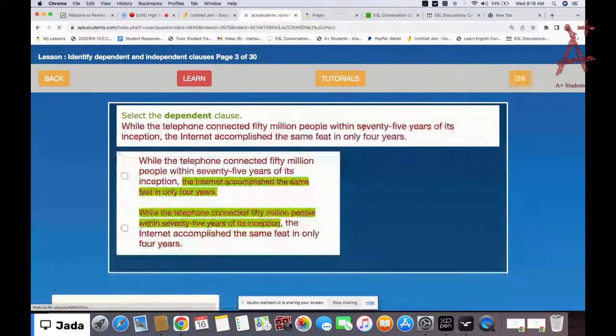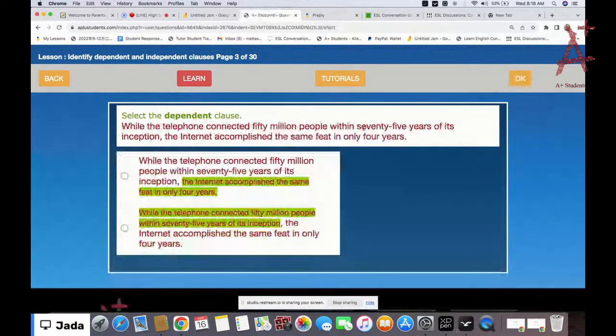Now, dependent clause. While the telephone connected 50 million people within 75 years of its inception, the internet accomplished the same feat in only 4 years. So, which part has the beginning of the subordinating conjunction or the relative pronoun? We have the part that says while. So while is actually part of the subordinating conjunction. So yeah, it's gonna begin from while.